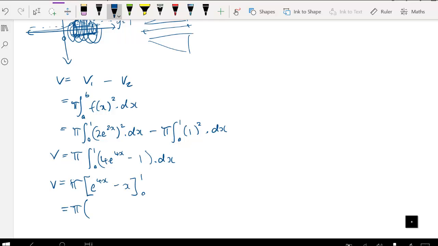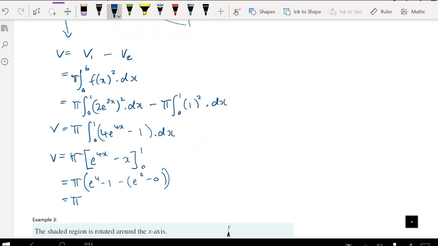So we've got pi, e to the power of 4 take 1, and then subtract e to the power of 0 take 0, and we end up with pi, e to the power of 4 take 2, as e to the power of 1 is 1 units cubed. And so there's our volume, e to the power of 4 take 2 multiplied by pi units cubed.